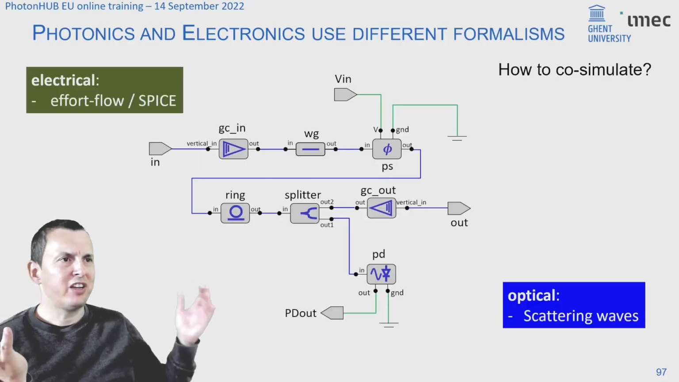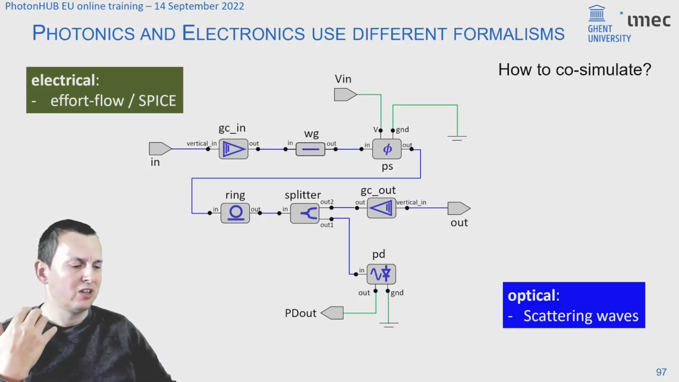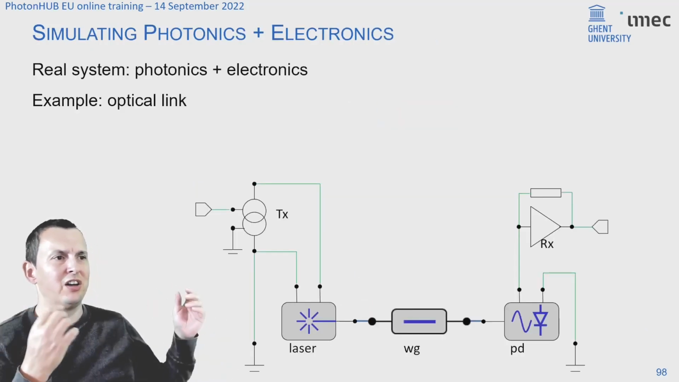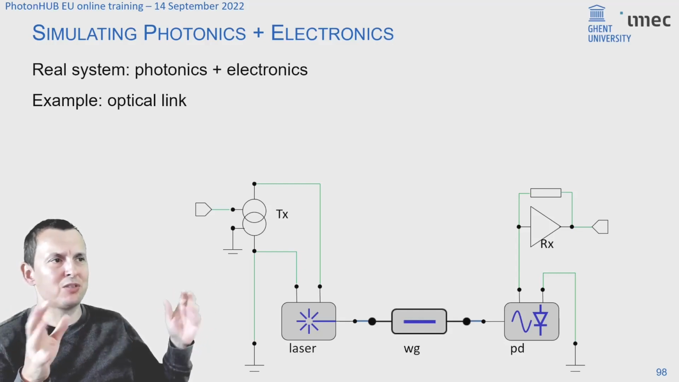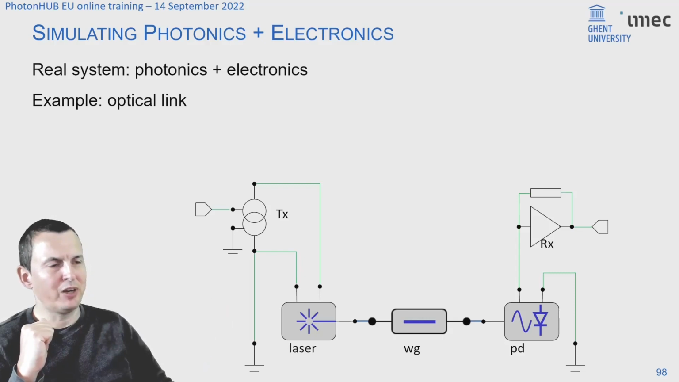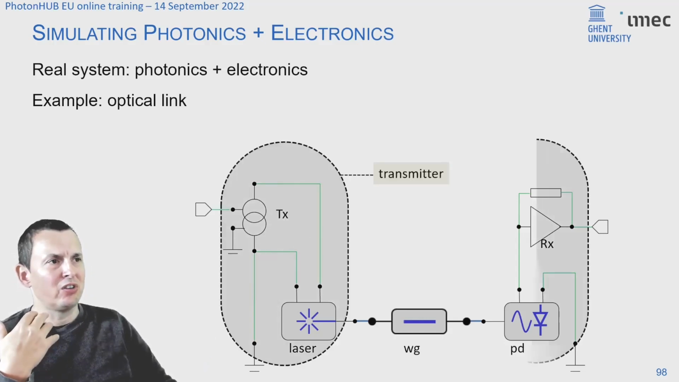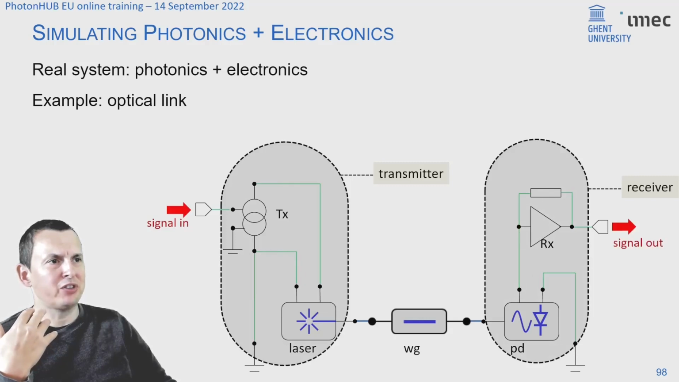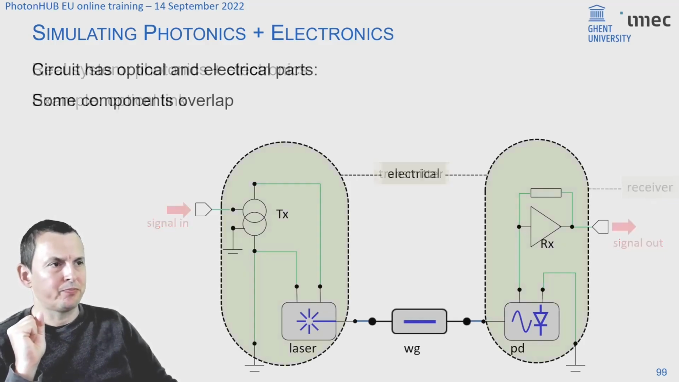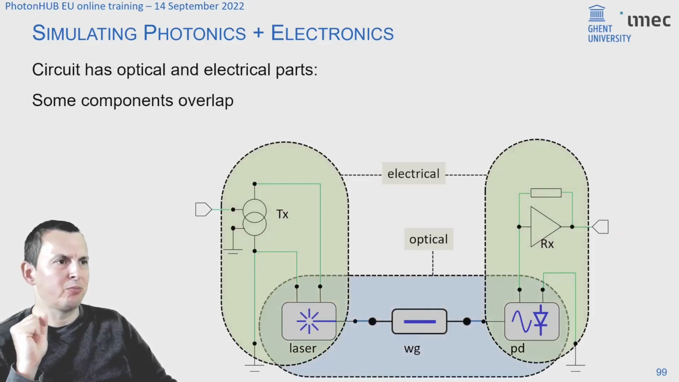So let's take this example, for instance. Let's say that we have a very simple circuit. It's just an optical link with a transmitter, a receiver, and a waveguide in between. So you could look at the electrical parts of your circuit, where your signals are going in, and then you have an optical part of your circuit in between. Some components between electrical and optical do overlap.